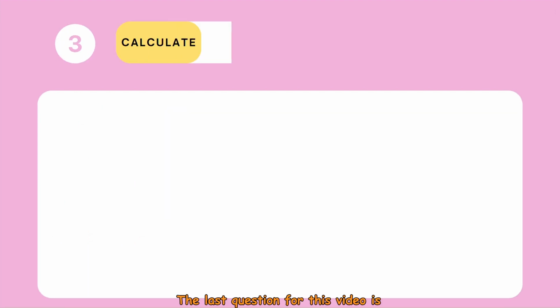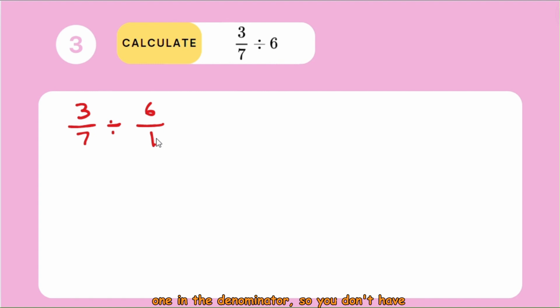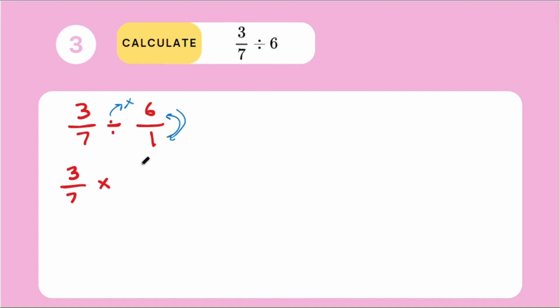Last question for this video is calculate 3 over 7 divided by 6. Now in this question we have a fraction 3 over 7 and a whole number 6. So whenever we have a whole number, that means that the whole number is going to be the numerator and it's going to have 1 in the denominator. So we don't have to write the 1 in the denominator. Now again, we are going to flip this second fraction, and then we are going to change this division sign into a multiplication sign. So 3 over 7 multiplying by 1 over 6.